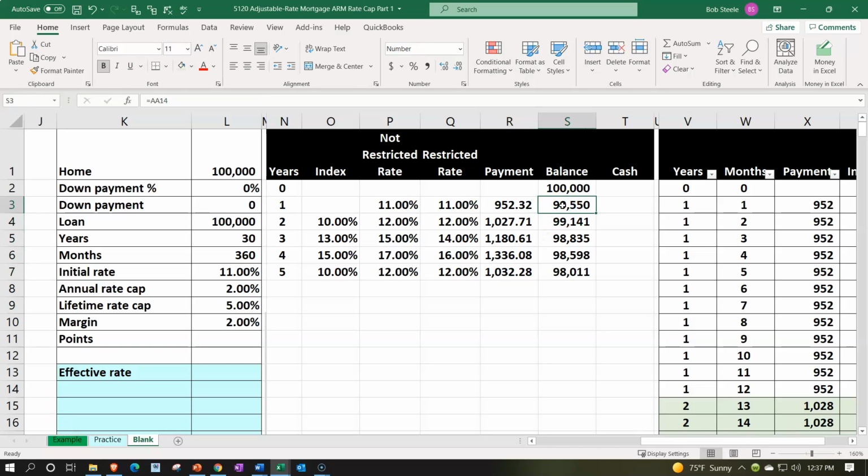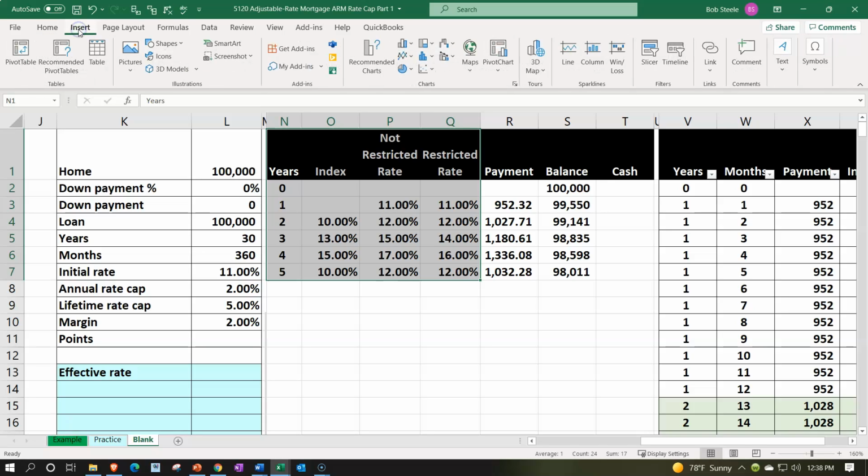Now, before I do that, I just want to put in the graph. We've been doing these graphs so we could see the relationship between the index, the rate, and the restricted rate. To do that, I'm going to go up to the top here and select these items right there, and then we'll simply go to the Insert tab.